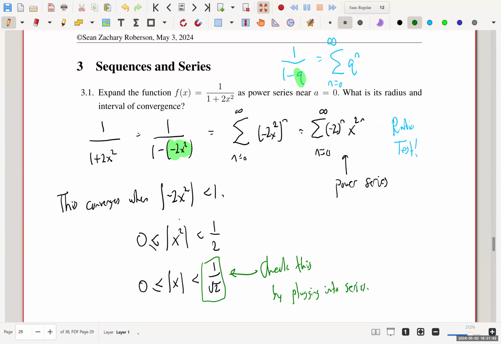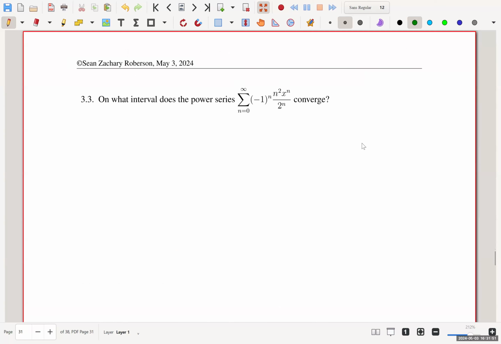Speaking of interval of convergence, I just want to show another example. 3.3, where you actually have to use the ratio test. On what interval does this thing converge? First, the ratio test. So we do the ratio test here.